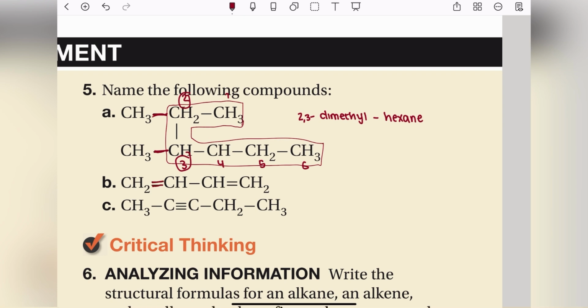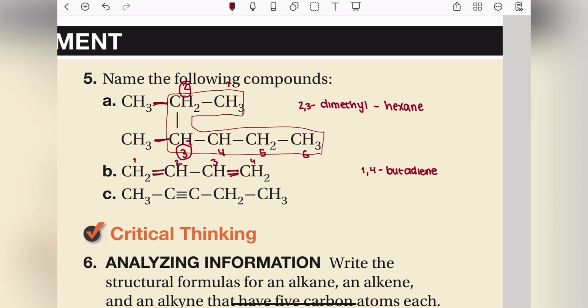This is an alkene because there are double bonds. Since there are 2 double bonds, the ending will change to -adiene instead of -ene. And there are 4 carbon atoms in the chain, so it's butadiene. It doesn't matter from which side we number the hydrocarbon. Either way, the bonds will be at 1 and 3. So 5B is 1,3-butadiene.